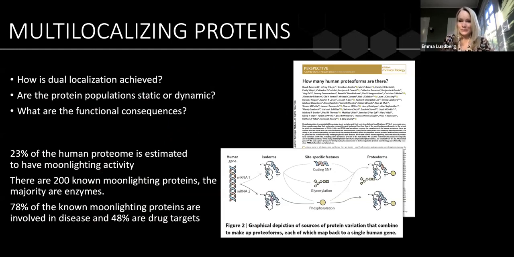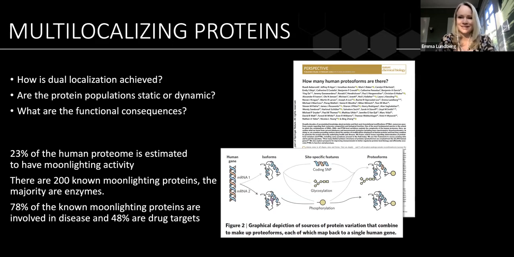But related to these multilocalizing proteins, we can observe that more than half of all proteins localize to multiple compartments, but still there's a lot of questions. How is this localization achieved? The sorting, how is it achieved? Are the populations static or dynamic? Are they constantly interchanging? And what are the functional consequences? And here we have no systems level answers yet.